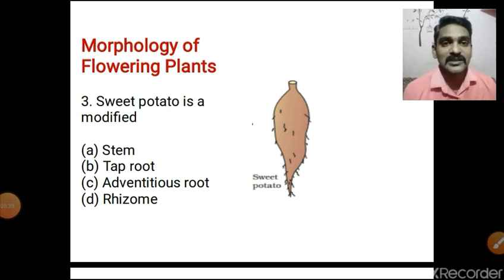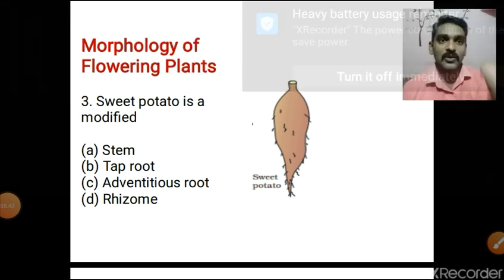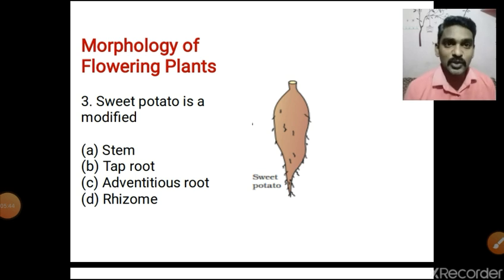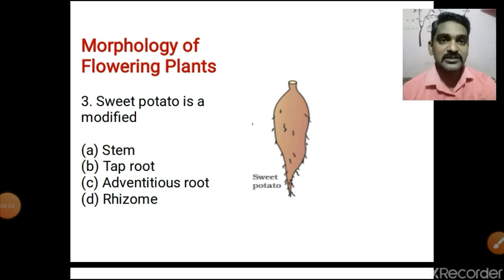So it is not like that. So rhizome will not come. Stem also will not come. It is not a modified stem. Okay. Suppose in case of potato, simply potato means it will come under stem. So you already know sweet potato is a modified root, but whether it is a taproot or adventitious, that is a question here. Taproot means that root which develops directly from the radicle. It is called as taproot. Adventitious root means the root which develops apart from the radicle, other than the root tissue, is called as adventitious root.